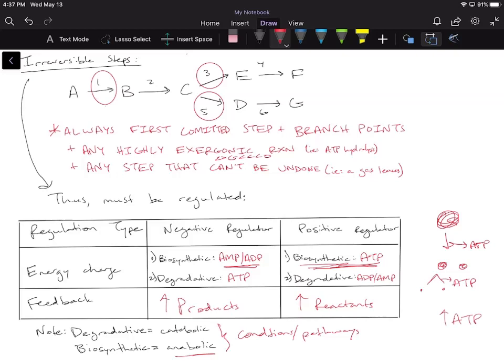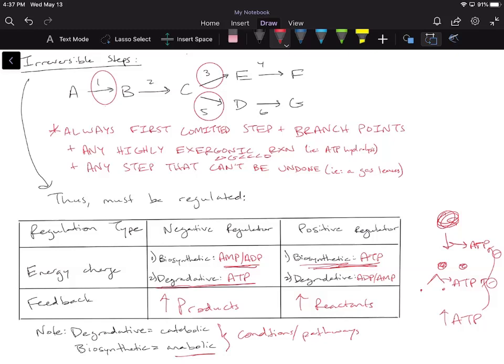So that means that ATP will negatively regulate these steps in the pathway so that we don't keep going through the pathway to make more ATP. And that's what it shows over here. So for degradative or catabolic pathways, ATP will negatively regulate those pathways because we already have enough energy.